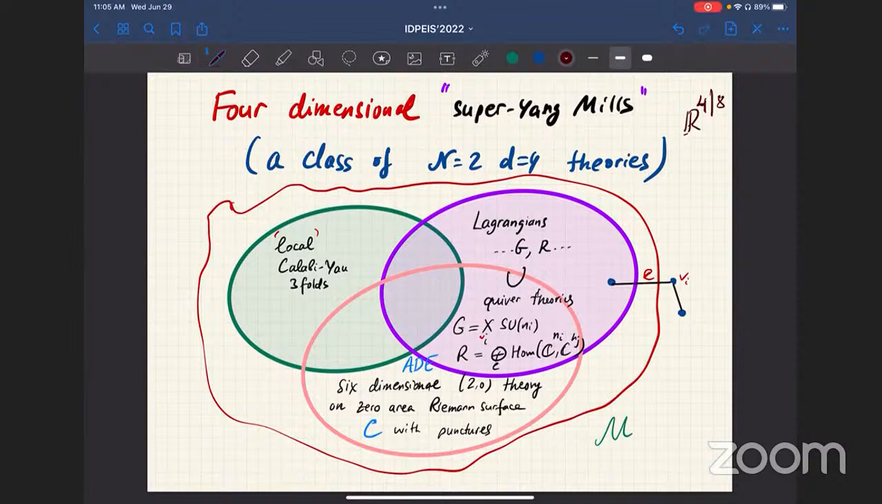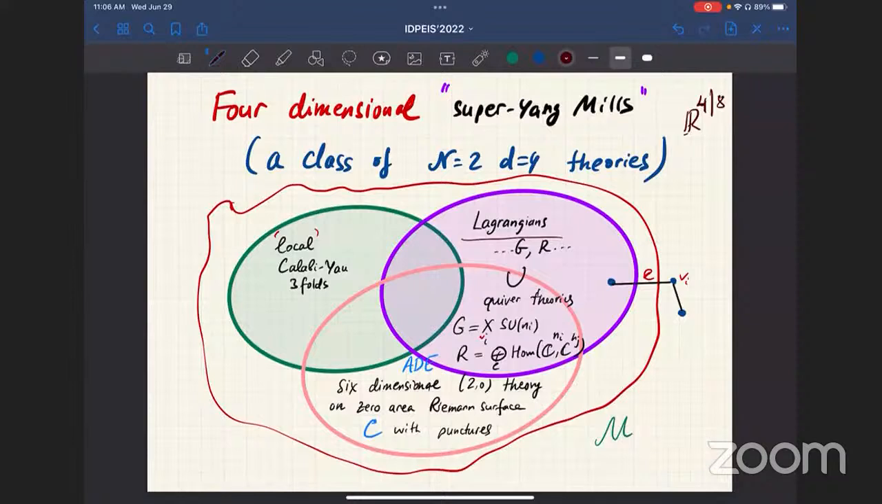And the third and more conventional way is to fix a group and its representation R and write a Lagrangian just by the usual rules, with a Yang-Mills term, with the connection for the gauge fields and so on and so forth. And there's a proper subset of that class of theories which correspond to quiver theories, for which the gauge group is a product of unitary groups and the representation is the sum of bifundamental representations. So they are assigned to the edges of this graph. Not all quiver theories have unitary gauge groups. There is another interesting class of theories where you have alternating orthogonal and symplectic groups. So the edges would naturally be symplectic spaces, but I have little to say about those.